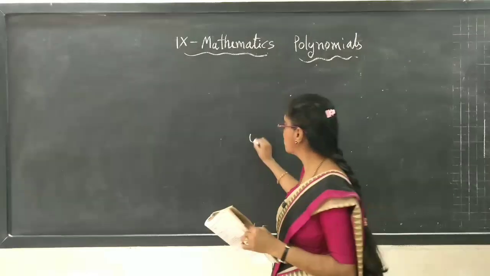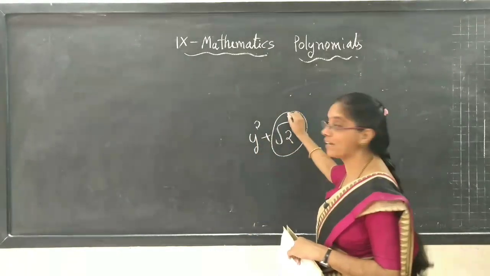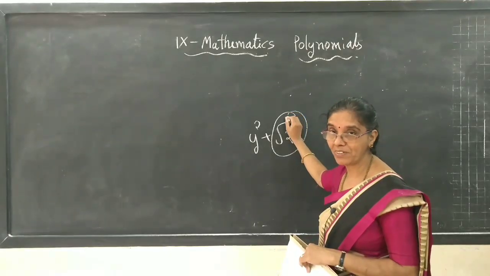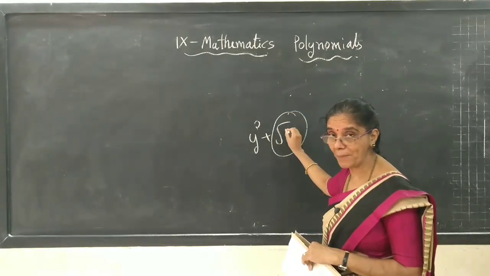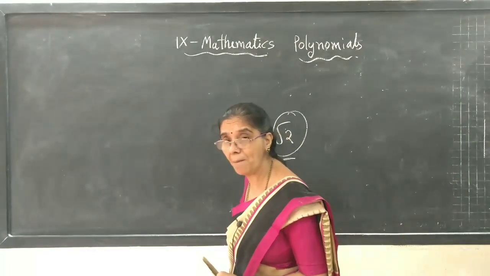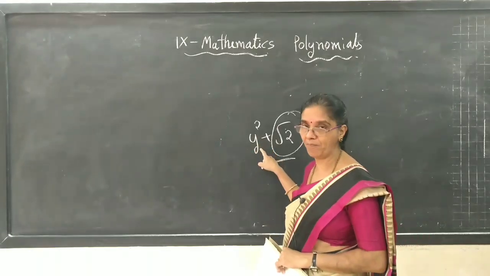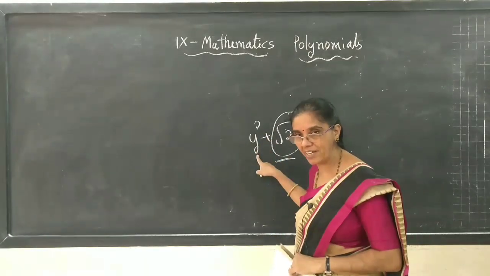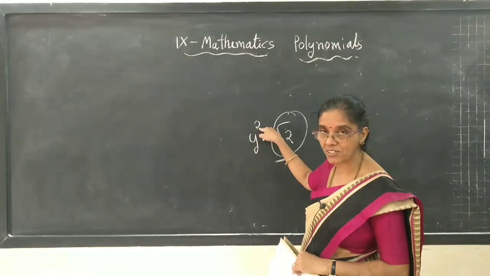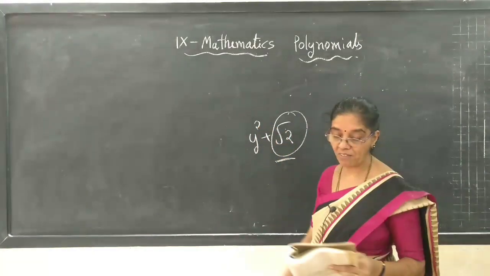Second one, y square plus square root 2. Here you may think the square root 2 number is there, so it is not a polynomial. Right? But it is a polynomial. It is a constant. A constant may be a negative number, a fraction, any number, no problem, even a root number. Our work is to see only the variable. There is only one variable y and its power is 2, a positive number. So, it is a polynomial in one variable.